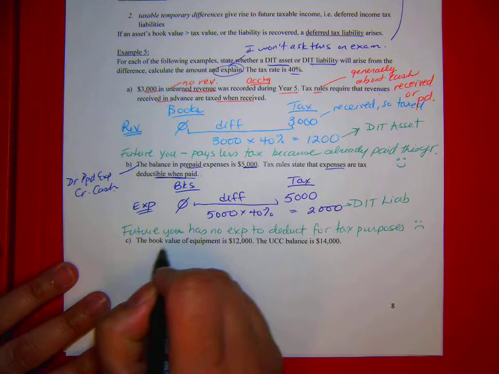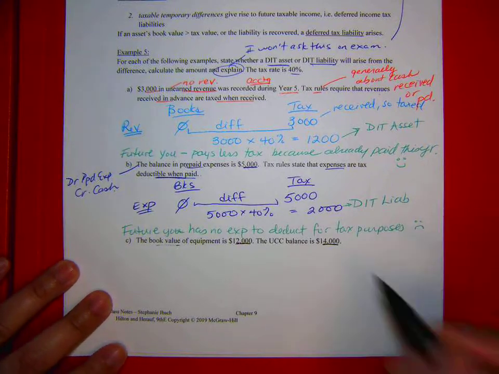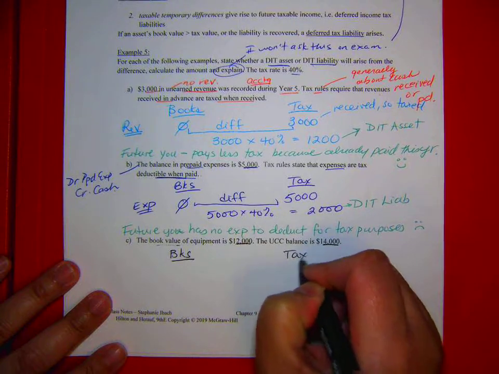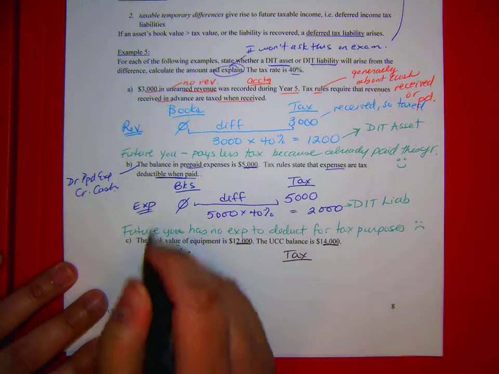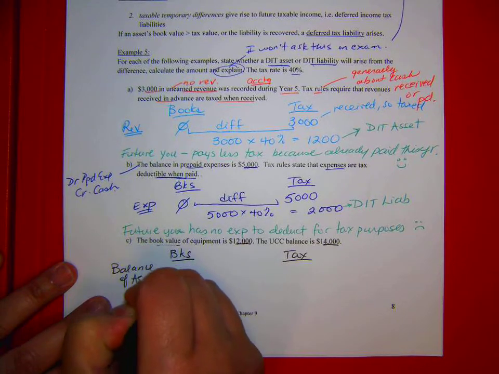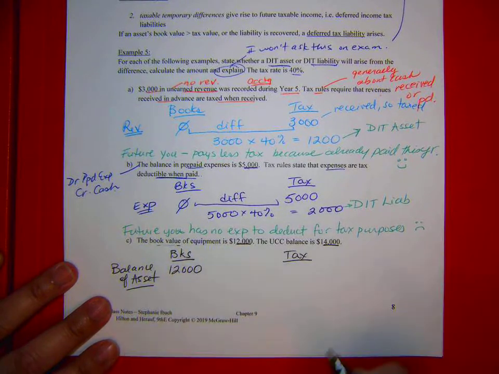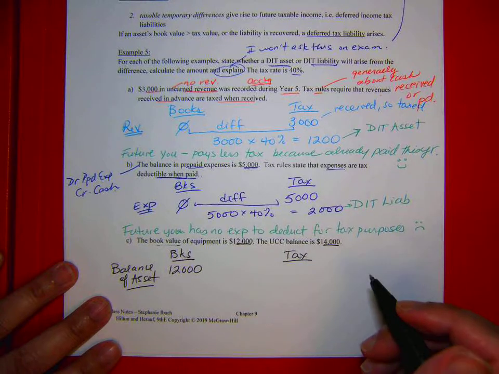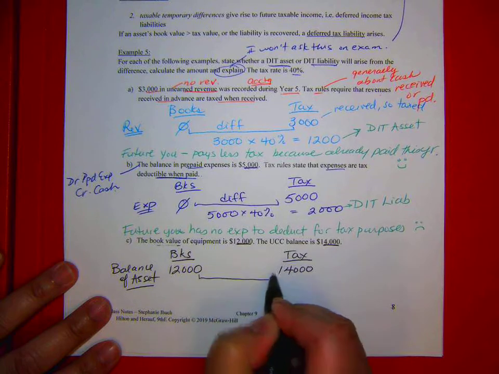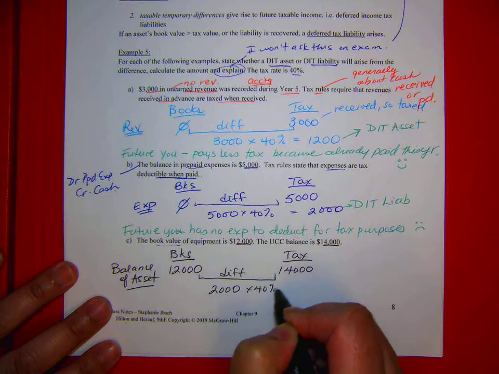Okay, the book value of equipment is $12,000. The UCC, or undepreciated capital cost, is $14,000. So again, we can do the same thing. Books, tax, and looking at the balance sheet. So the balance of the asset on the books is $12,000. That's our book value. And the undepreciated capital cost is $14,000. So again, the difference is easy. It's 2,000 times 40%, which is 800.